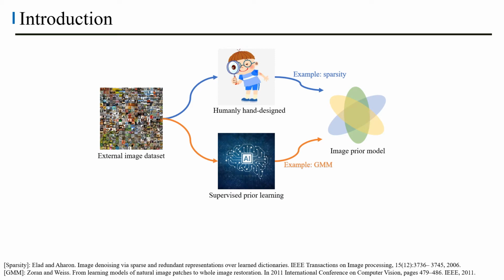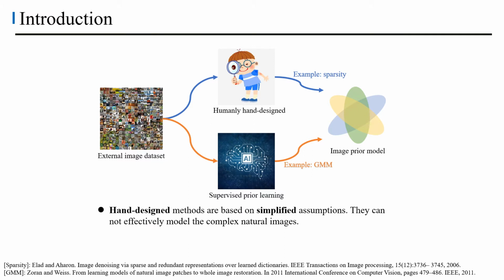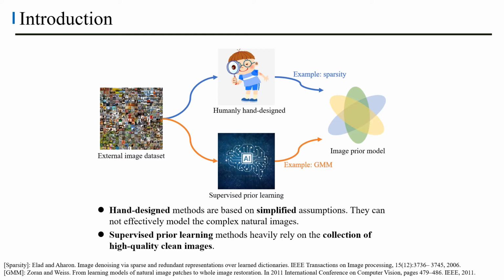Generally, image priors are either human hand-designed or learned in a supervised way. Both of these two kinds of methods have their own drawbacks. For hand-designed methods, they are usually based on simplified assumptions. They cannot effectively capture the complex properties of natural images. For supervised prior learning methods, their performances highly rely on the collection of high-quality clean images. This requirement is sometimes hard to meet in practical applications.